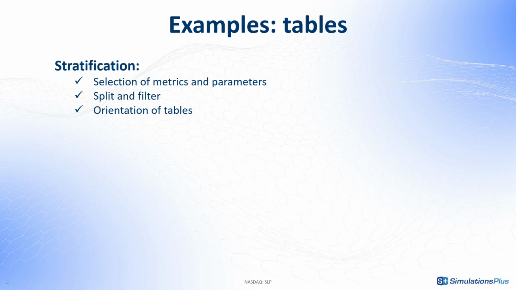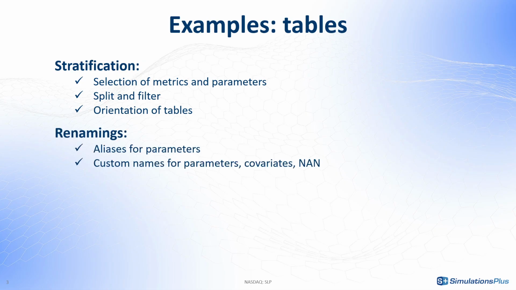First, I will cover how to select the content of a table, change its orientation, and how to split and filter it. Then I will show you examples of how to rename parameters and covariates in a report. When we have occasions, all these techniques will work as well, but I will show you a few more that are specific for tables with occasions.